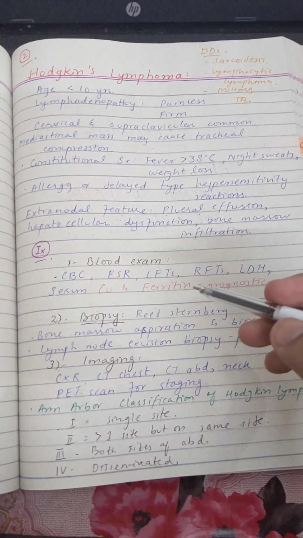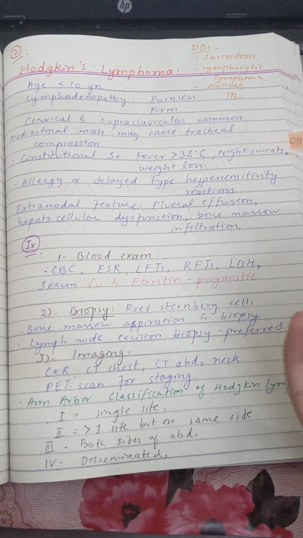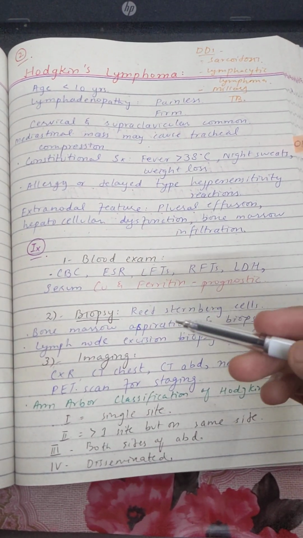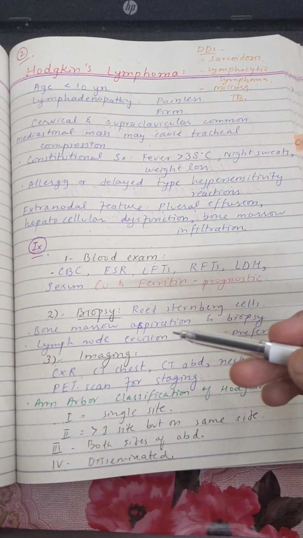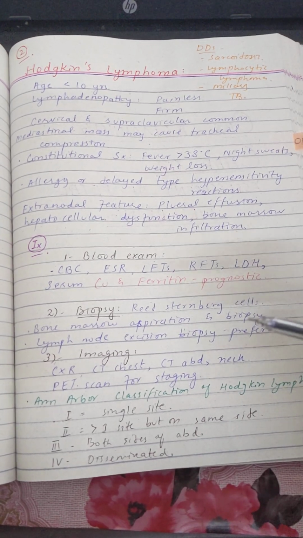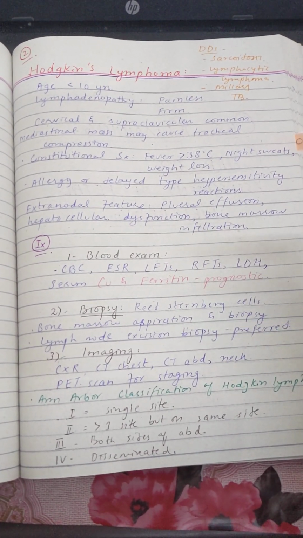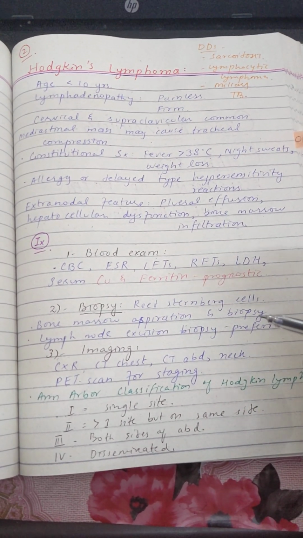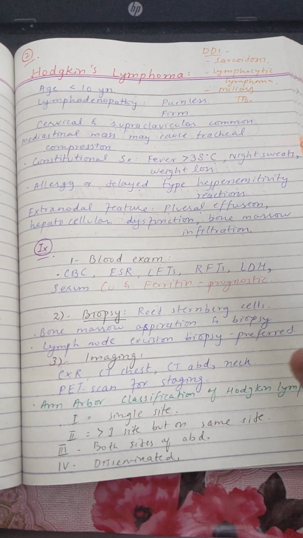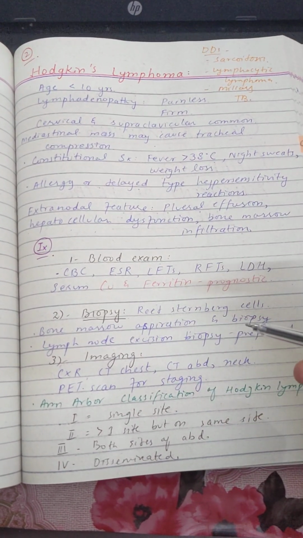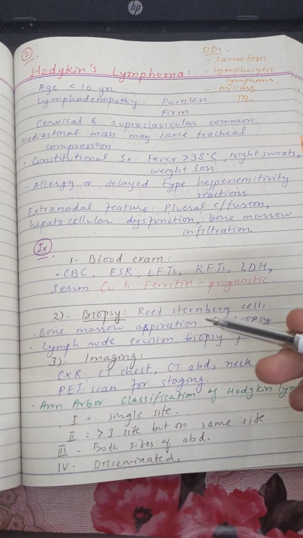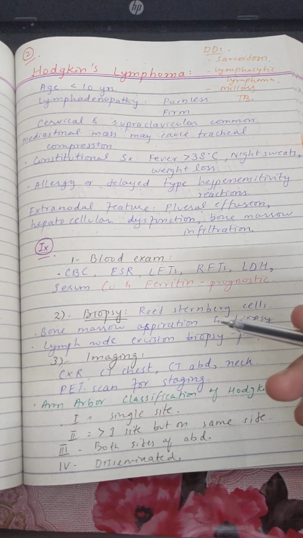So blood examination, then we'll do biopsy of the affected lymph node, and the biopsy will show Reed-Sternberg cells. Bone marrow aspiration and biopsy will also be done, and lymph node excision biopsy is preferred. So for biopsy, you can do the lymph node biopsy. You can also do bone marrow aspiration and biopsy, because sometimes the disease also infiltrates the bone marrow.